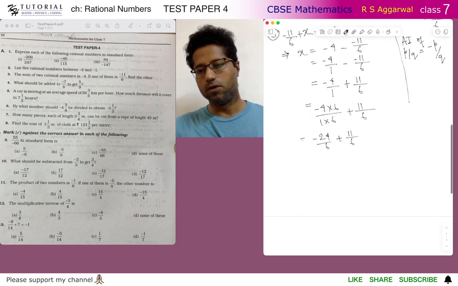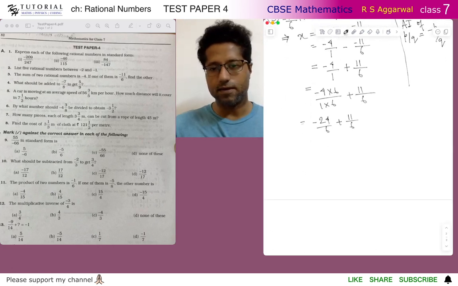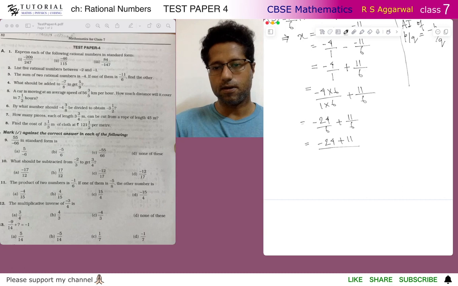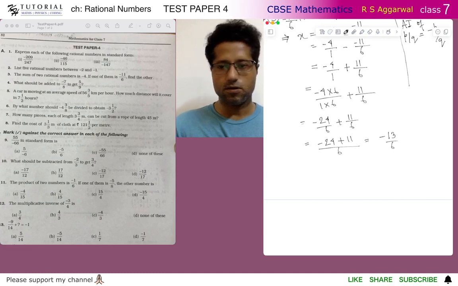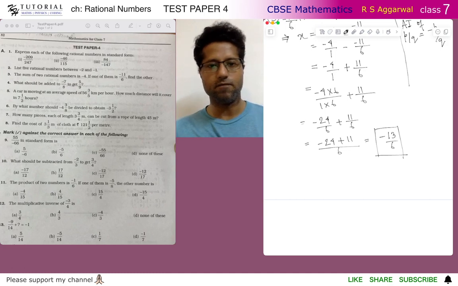Now we have a common denominator. We just add the numerators and divide the sum of the numerators by the common denominator. So this becomes minus 24 plus 11 by 6. This is minus 13 by 6. So this is the x, that is the other number that we have been asked to find. Okay.